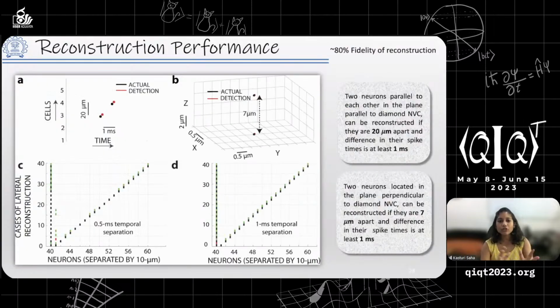And the conclusion of this work is that if you have two neurons that are separated by at least 20 microns, you can distinguish them very nicely if they also fire at least 1 millisecond apart. And we can do this with at least 80% confidence, and we can really locate the entire volume of neuronal signals. This was essentially a theoretical work that we did to understand how the neurons would behave if we were to use an NV center to measure the neuronal potential.